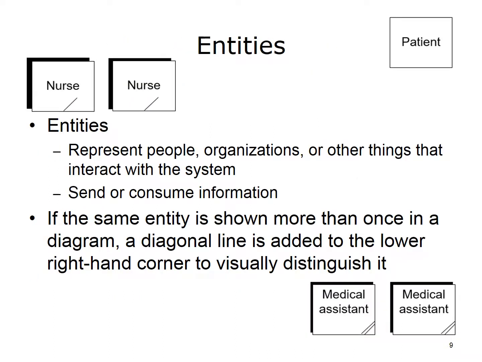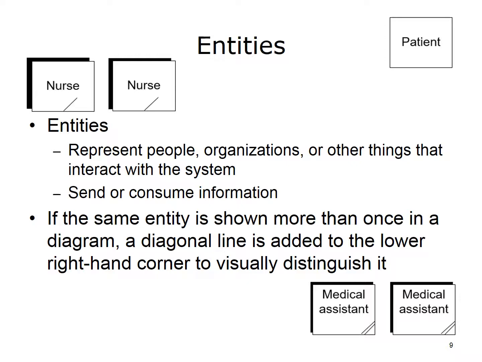Entities represent people, organizations, or other things that interact with the system, i.e., entities are outside of the system. That is, they are part of a process, but external to the information system. Entities send or consume information, and in Gane-Sarson notation are also called sources or sinks of information. If the same entity is shown more than once in a diagram, a diagonal line is added to the lower right-hand corner to visually distinguish it.